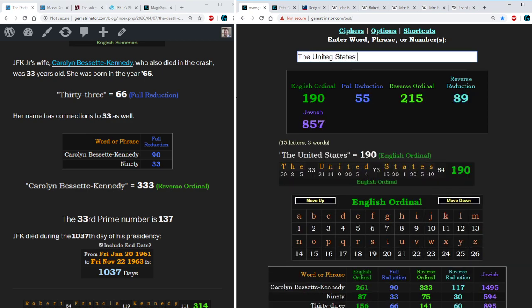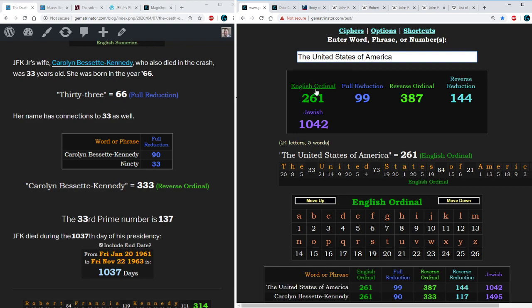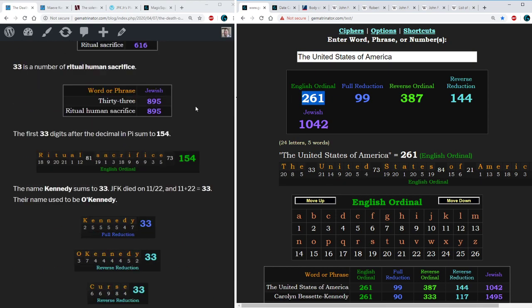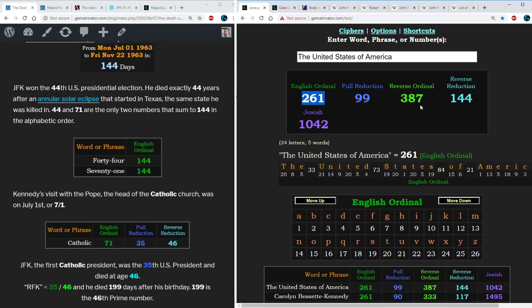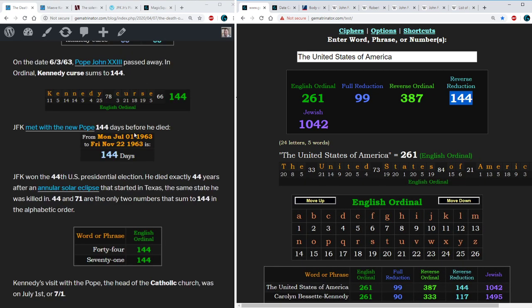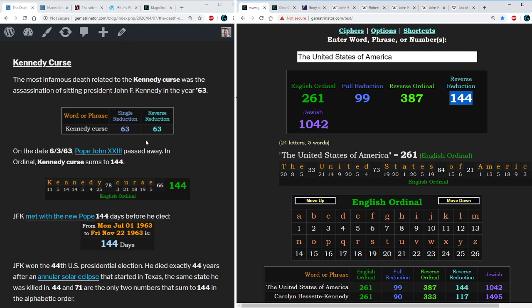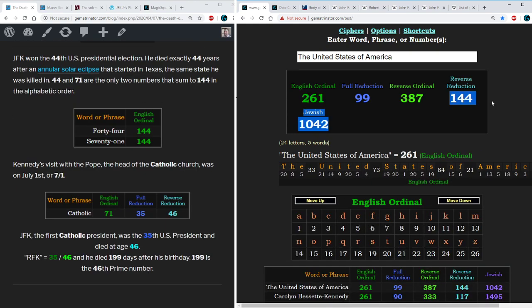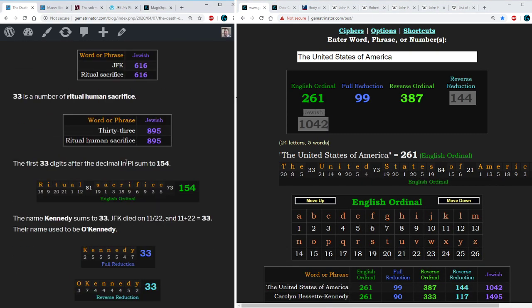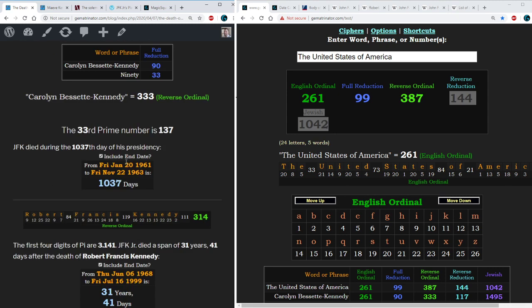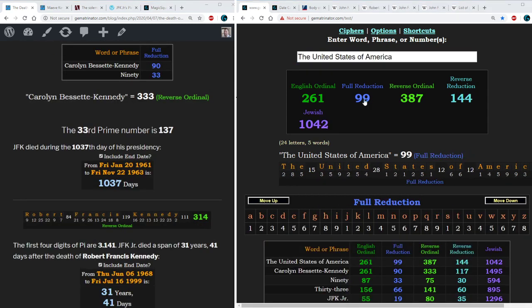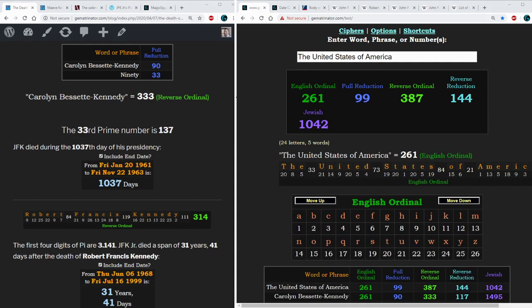And this is a very relevant number to the United States of America, which sums to 261. Also notice United States of America summing to 144. So this ritual, again, with Kennedy meeting the Pope after the death of the 261st Pope and then dying 144 days later. A little nod to the numerology of the USA. But back to the number 33.